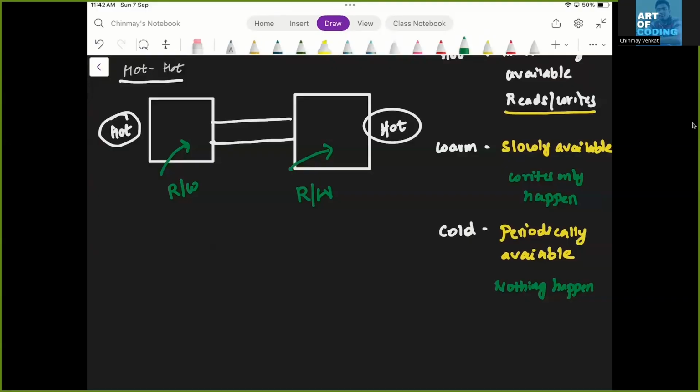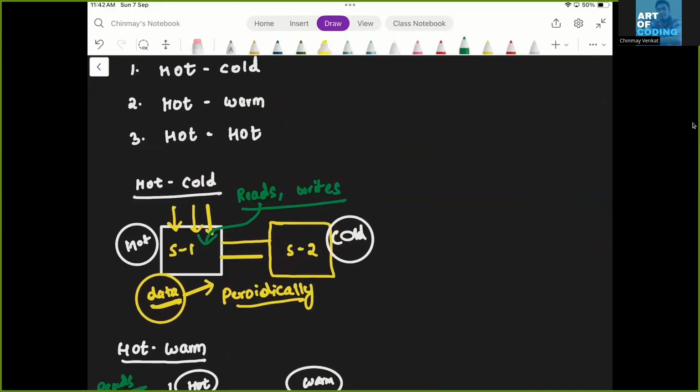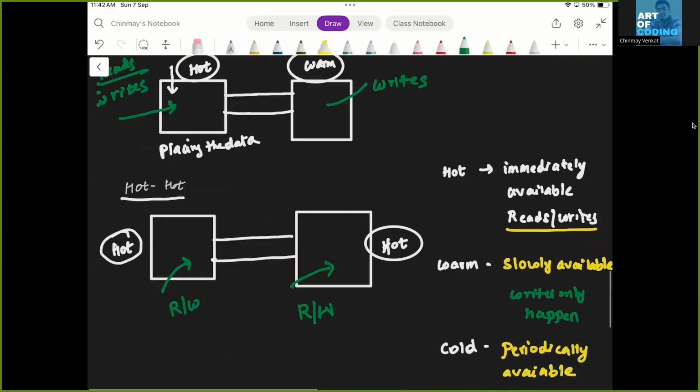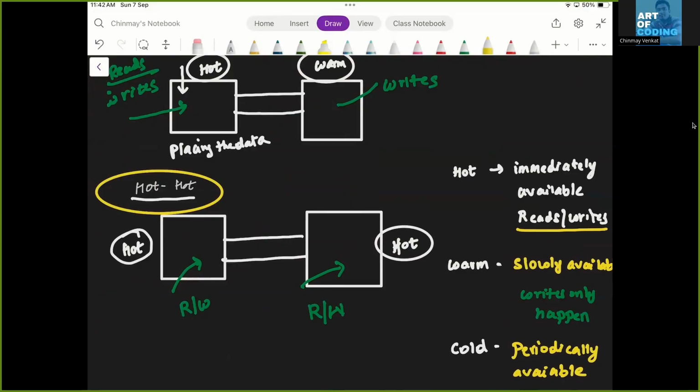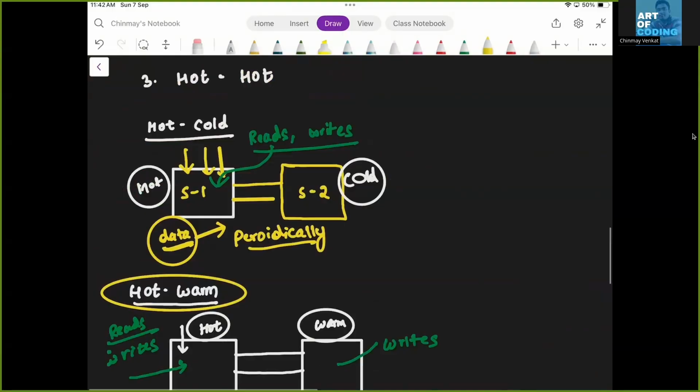To choose between hot, warm and cold, it is based upon the availability percentage of your target. For example, if you should have 99.9999% availability, the hot architecture will be required. Do you want a little bit of compromise? Hot warm architecture will be required. If you want more compromise, hot cold architecture will be required.